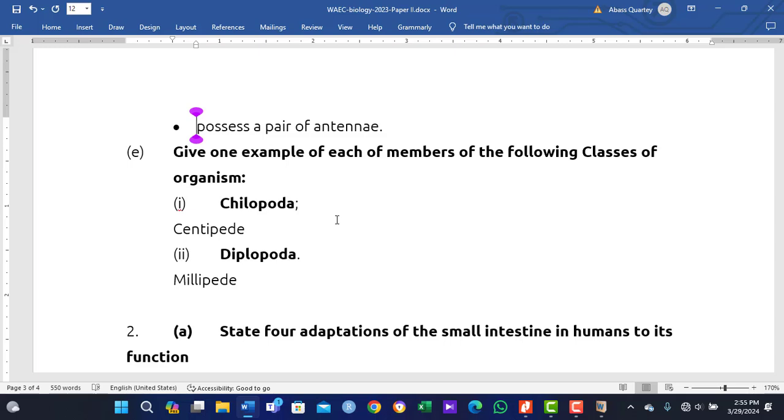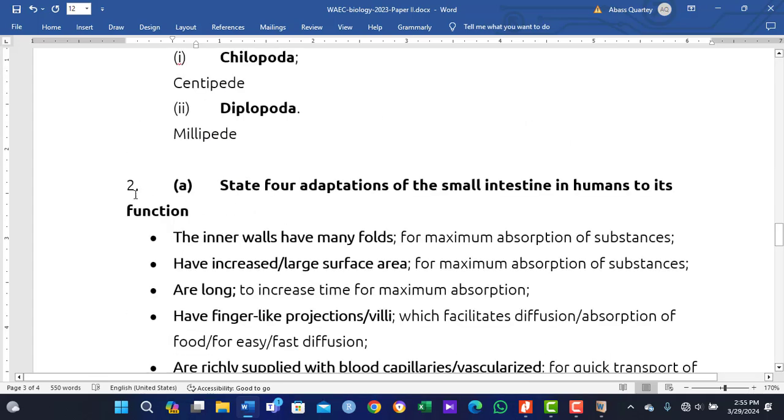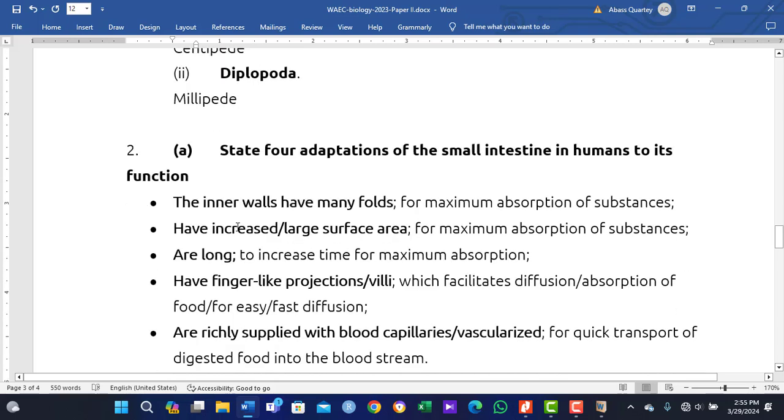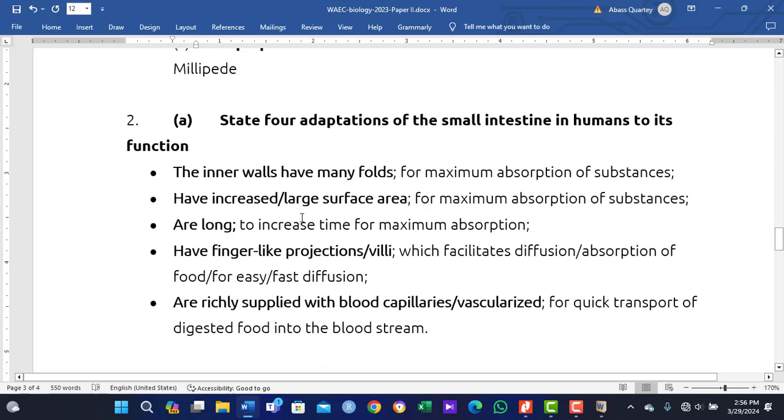A. State 4 adaptations of the small intestine in humans to its functions. Here we have the structures in bold-faced type so that you can easily see them, and then the functions are not bolded. So always go with the structure and function. The examiner will just be following that way. You can, of course, talk about function and then the structure can follow, but that's fine. It's up to you.